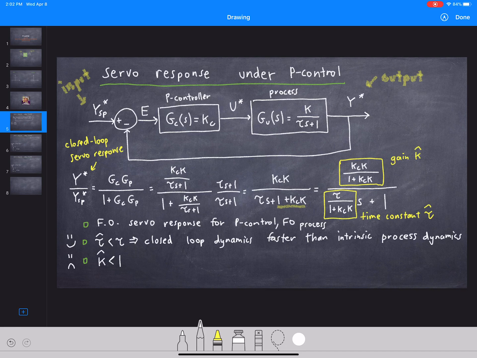Because think about it, if you make a unit step input in the set point, what you want is eventually y to increase by 1. But what this is saying, y is going to be increasing by a factor less than 1. Because remember, the gain is a scaling factor for the input. So this implies there will be steady state offset.